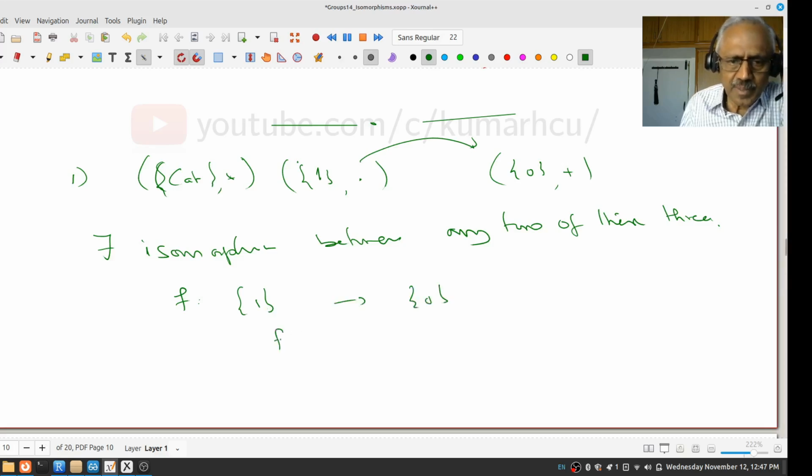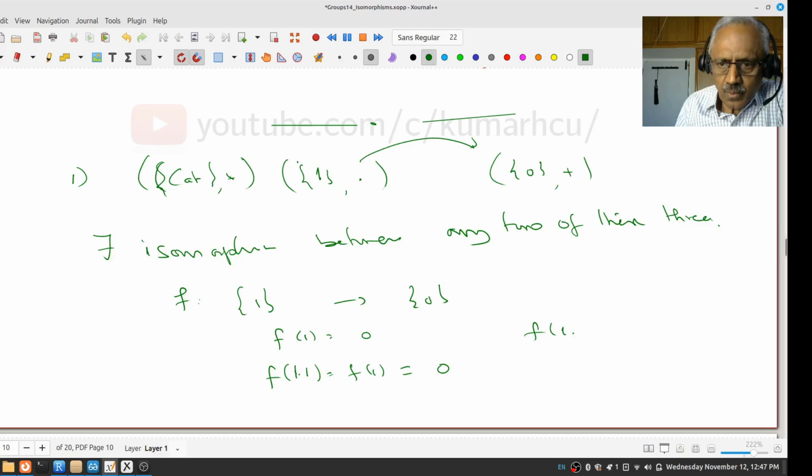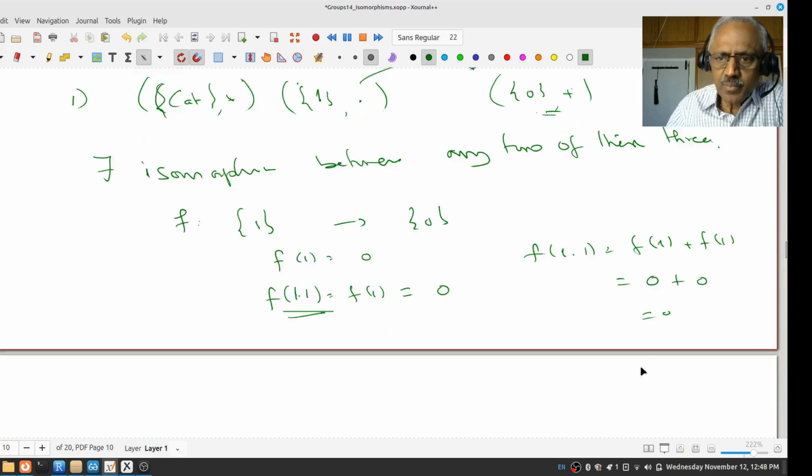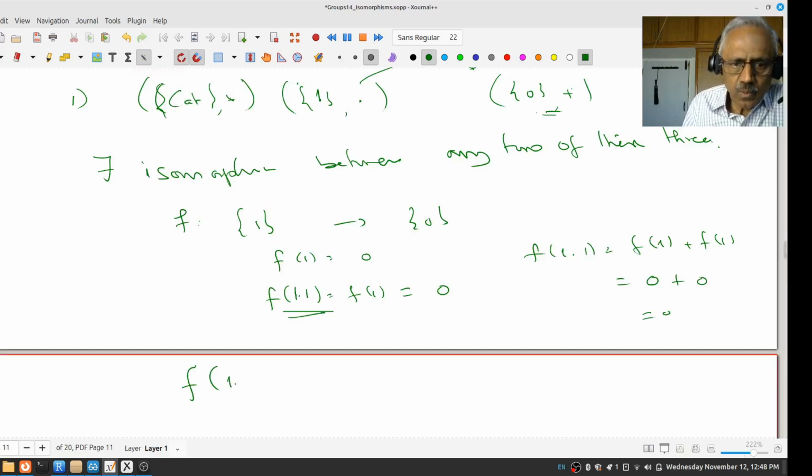There is only one way I can map, right? F of 1, where will it go? It has to go to 0. Now what will be f of 1 dot 1? That will be f of 1, but that will be 0. But what is f of 1 dot 1? It should be f of 1 plus f of 1, right? In this group, f of 1 is an element here, f of 1 is an element here, therefore I should add them. But what is f of 1? 0 plus 0. What do I get? 0. So what have you seen? So f of 1 dot 1 is f of 1 plus f of 1.